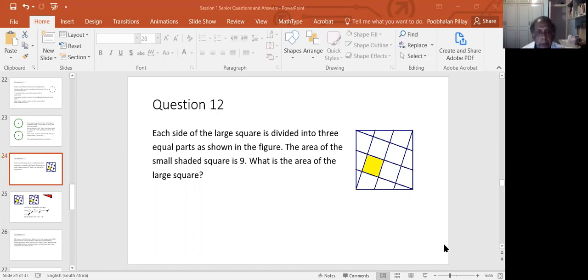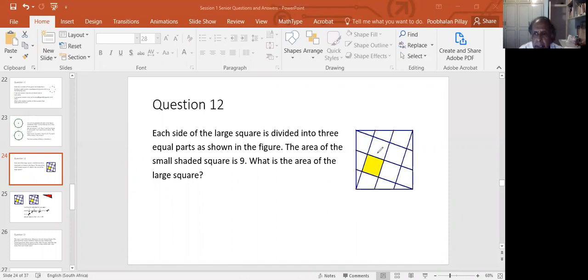All right, so the question is, you've got the area of the small square, and you want to find the area of the large square. So how do we do that? How do we do that? Well, we know that the area of the small square is 9. So what does this mean?